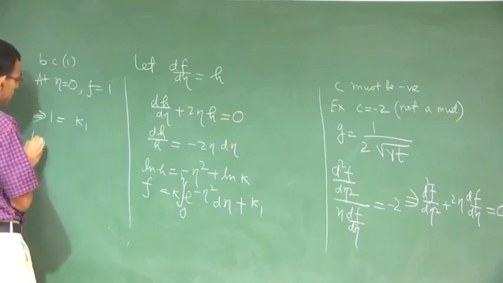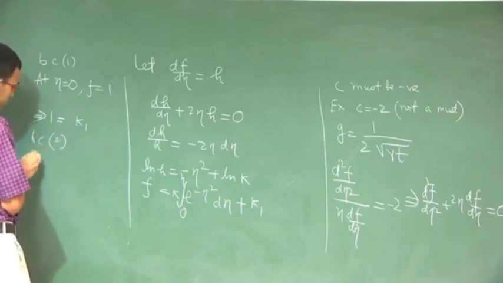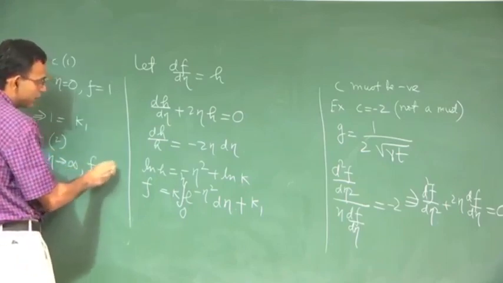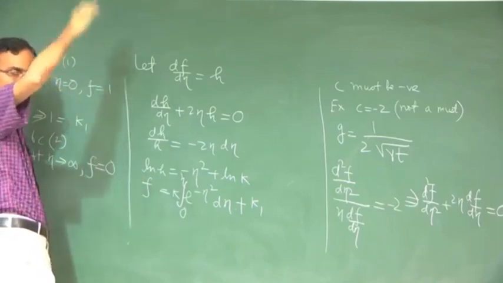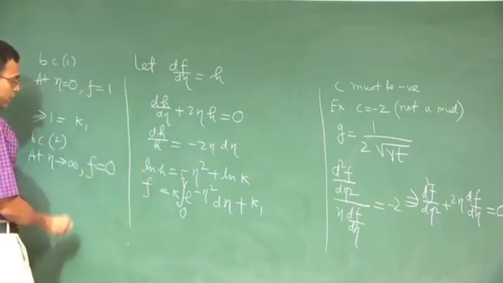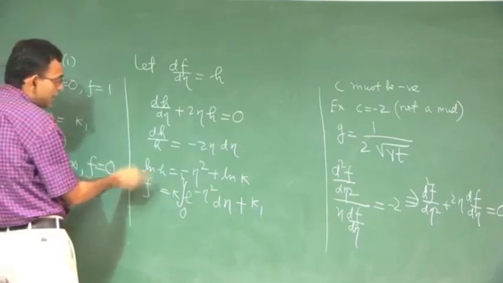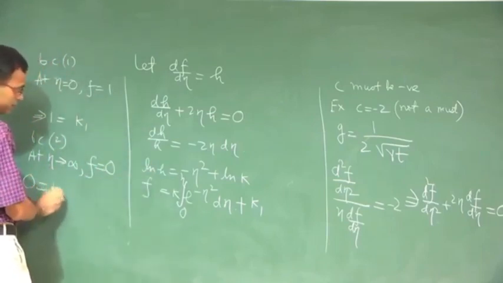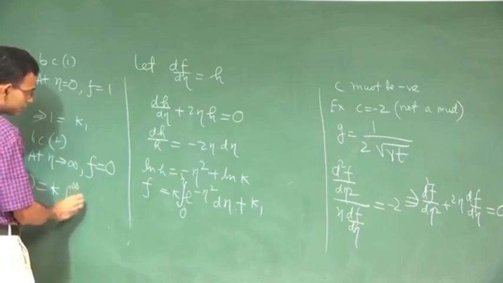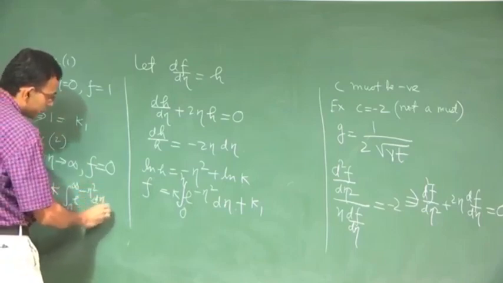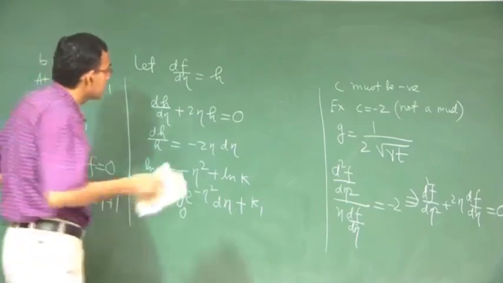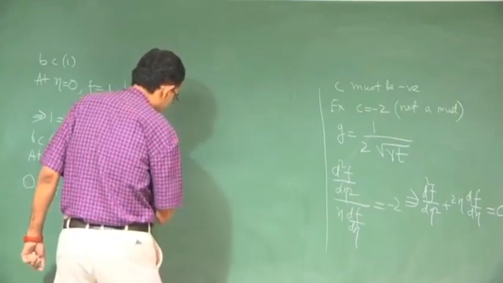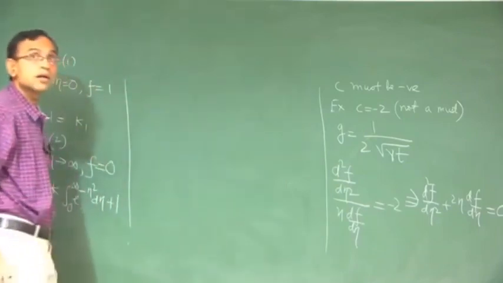Then the boundary condition number 2, at eta tends to infinity, you have f equal to 0, because the fluid at infinity does not understand the effect of the solid boundary. So, if it does not understand the effect of the solid boundary, then 0 is equal to, okay.